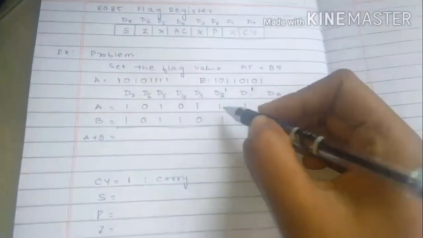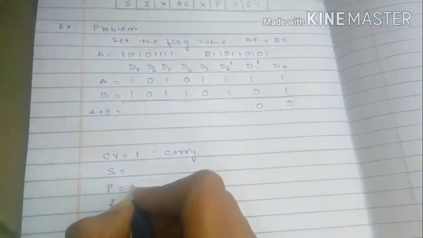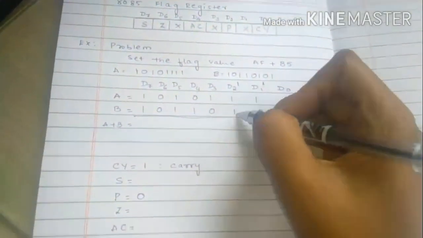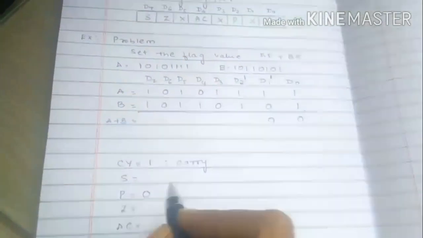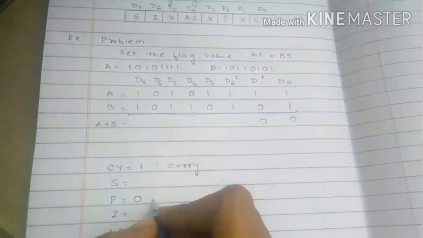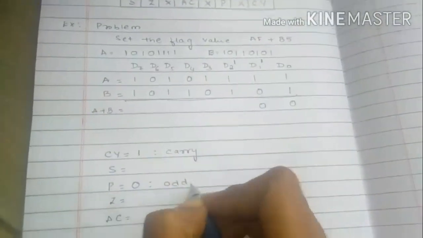So here 1, 1, 1. We have a total of 3 ones. So what will happen? The parity value will be assigned as 0, since the number of ones is an odd number. So it is odd parity, and if it is odd parity, the P value will be assigned as 0.